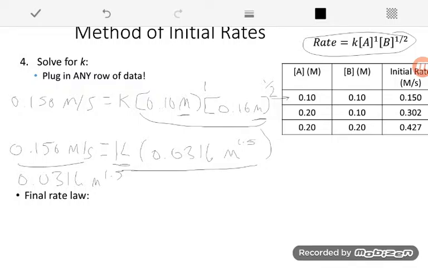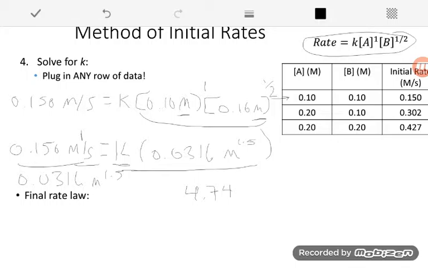So math-wise, that's really easy. Just plug it in, and I get 4.74. And I have to pay attention to my units. So up here I have m per second, and since it's just an m, I know that really means m to the 1. And I'm dividing by m to the 1.5. So when we divide things with the same base number, we have to deal with their exponents. When we divide, we subtract their exponents.